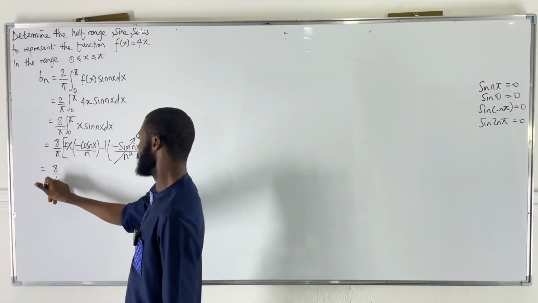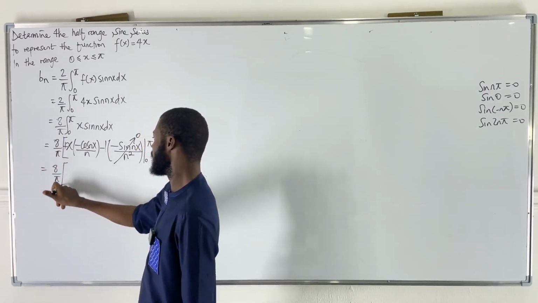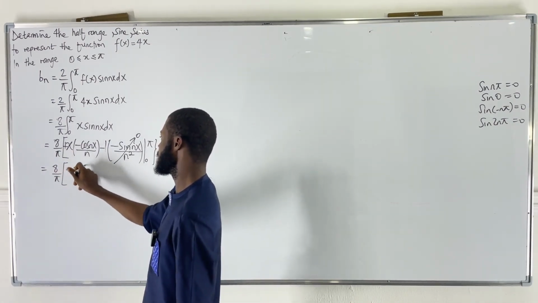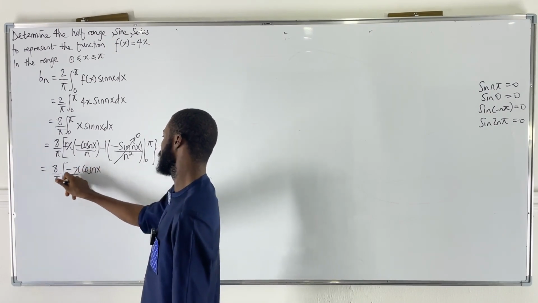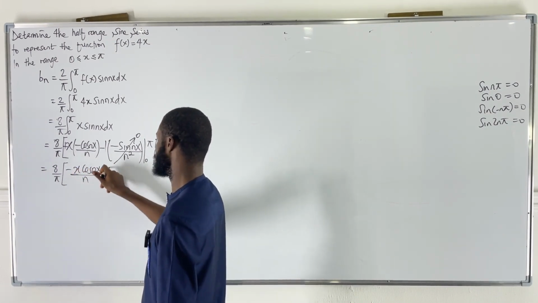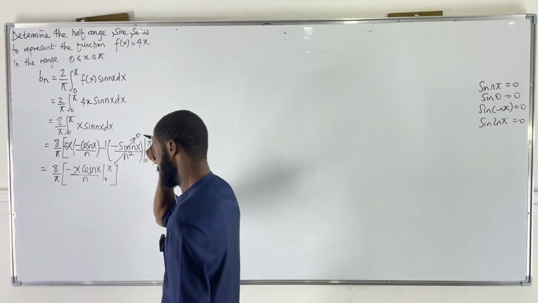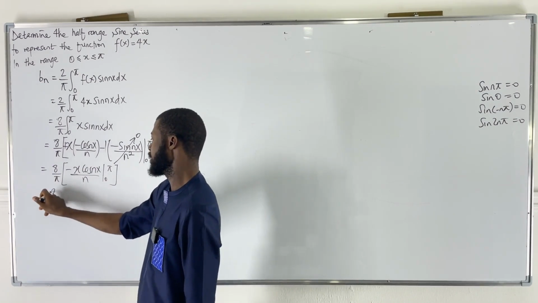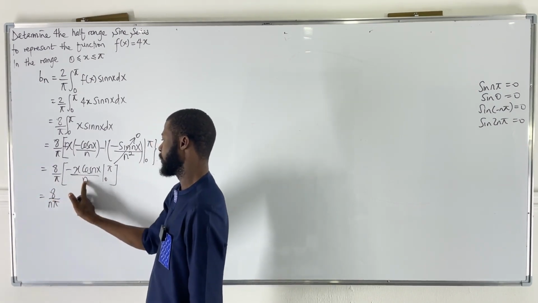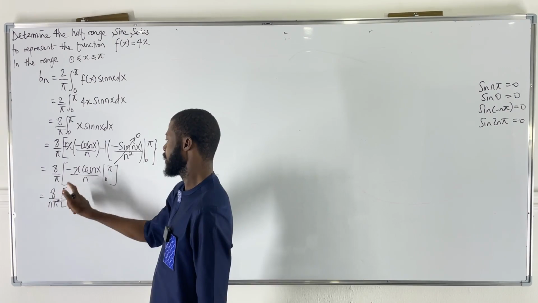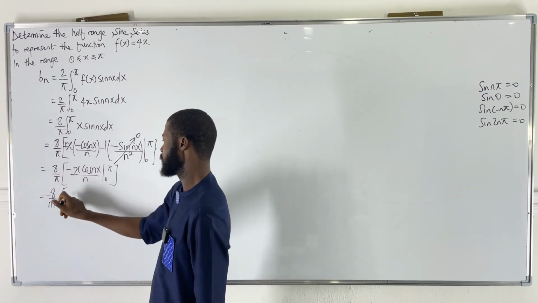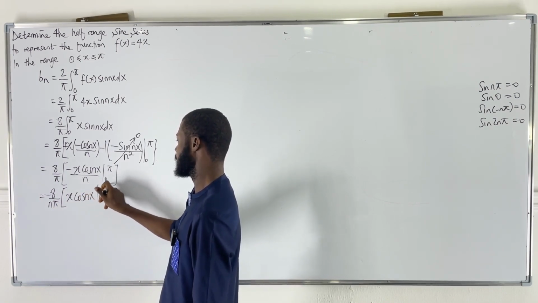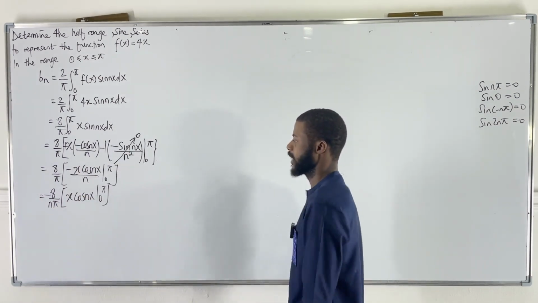So this will be 8 over pi. Now, this is minus, this is plus. So this will be minus x cos nx all over n from 0 to pi. All right. Now this n is a constant, so just bring it outside. So this will be 8 over n pi, coming outside to the denominator. The minus, let it still come outside. So this will be x cos nx from 0 to pi. All right, so that's what we have.